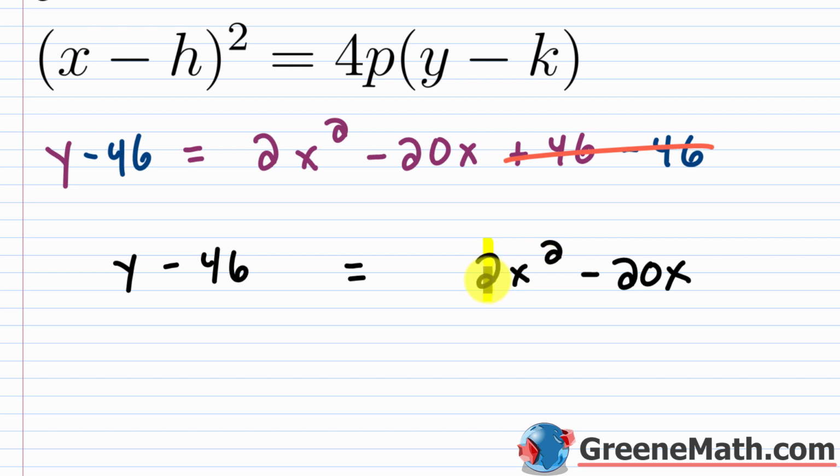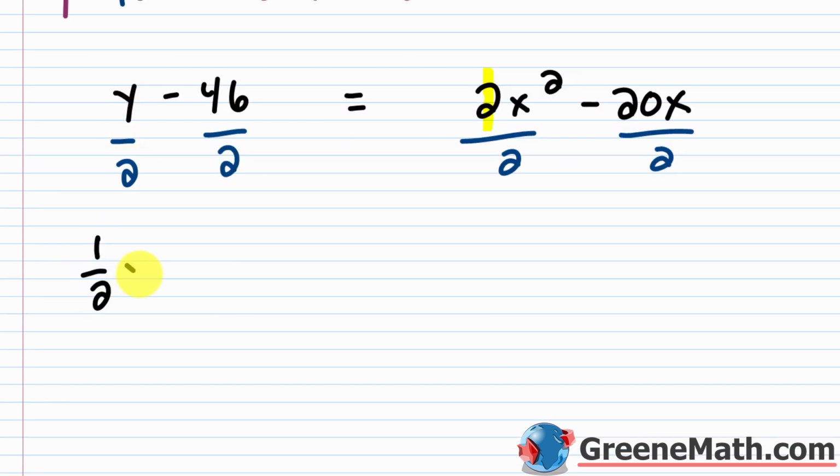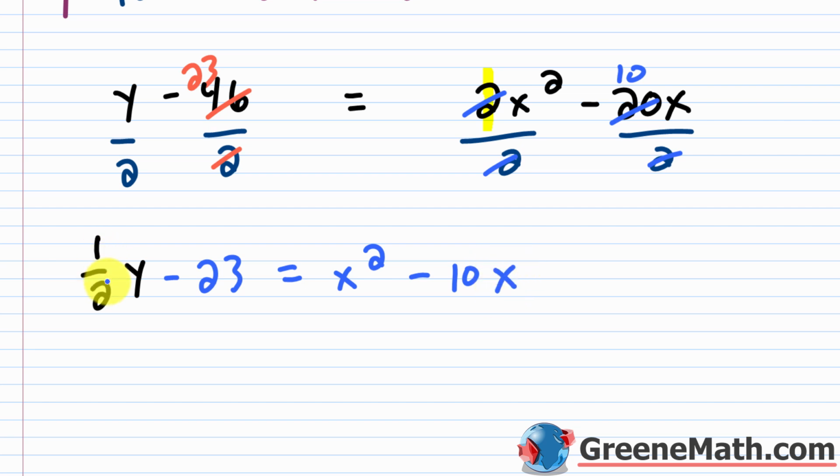Right now it's a 2, so you can multiply both sides by a half, or you can divide everything by 2. It's really up to you. I think dividing everything by 2 is probably simpler. So let's just do it that way. So y over 2, let's write that as 1/2 y, and then minus, if I think about 46 divided by 2, that's 23. So let's write 23 right there, and this equals, over here, the 2's would cancel, so you just have x squared there, and then minus 20 divided by 2 is 10, so this would be 10x. So you get 1/2 y minus 23 is equal to x squared minus 10x.